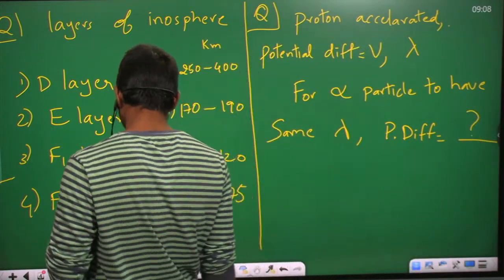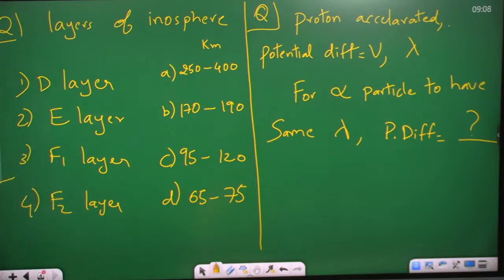So a proton, when accelerated through a potential difference of V, has a de Broglie wavelength of lambda. If an alpha particle is to have the same de Broglie wavelength, it must be accelerated through a potential difference of dash.